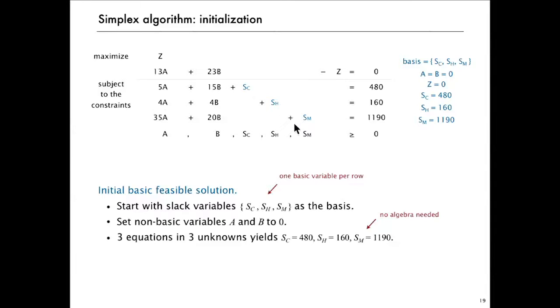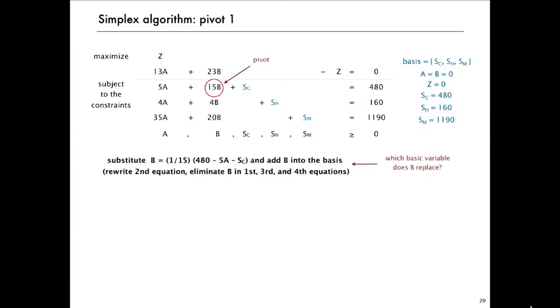One basic variable per row, start with those as the basis, and set our non-basic variables to 0. Solve three equations, three unknowns to get the answer. You don't have to do any work for that. So that's how we initialize things, and you can initialize right from the constraints of the problem. All that's in here is our recipe for ale and our recipe for beer, and our profit margins for the two different drinks. Okay, so now it starts to get interesting.